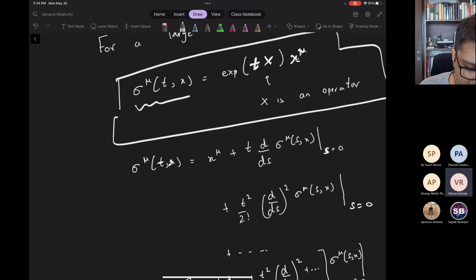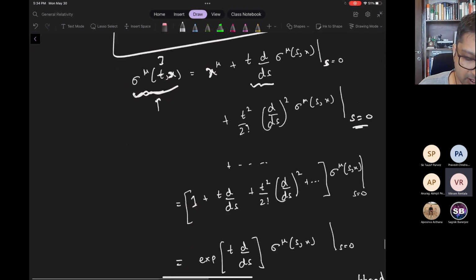If I actually solve the differential equation, what I will get is sigma mu t x equal to x mu plus t, as a full Taylor series expansion. I'm writing out this sigma mu t x. This is equal to the initial point x mu plus t d by ds of sigma mu s x at s equal to 0, plus t squared by 2 factorial d by ds squared of sigma mu s x at s equal to 0, and so on. So this is Taylor expanded about the point where t is equal to 0, or s is equal to 0.